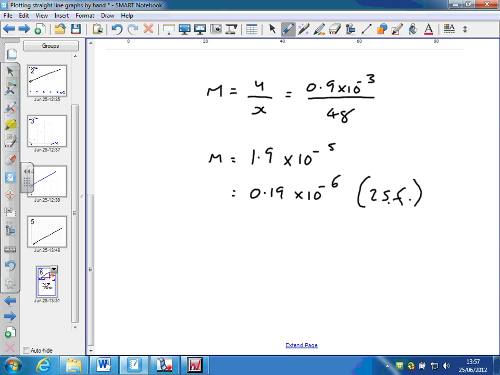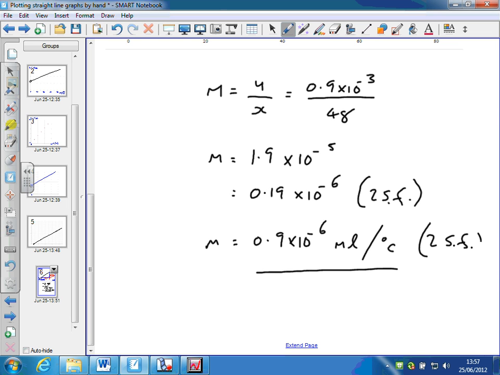And what are the units? So technically I should write m equals 0.9 times 10 to the minus 6. Units are the units for the y-axis, which is milliliters, divided by the units for the x-axis, which is degrees centigrade. So in other words, this gas is increasing its volume at the rate of 0.9 times 10 to the minus 6 milliliters per degree centigrade to 2 significant figures.